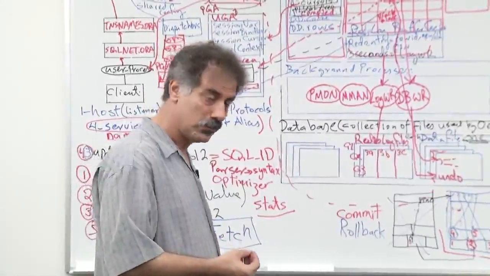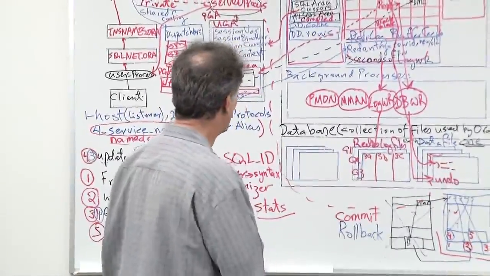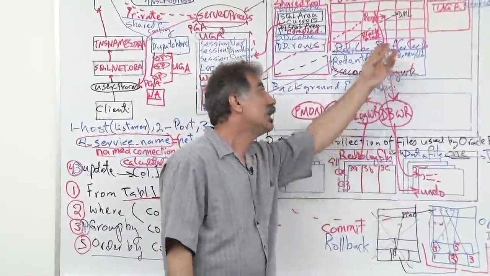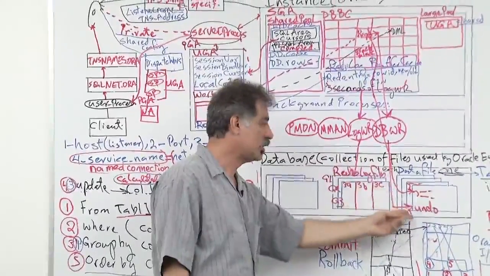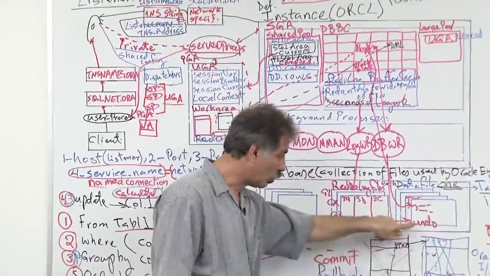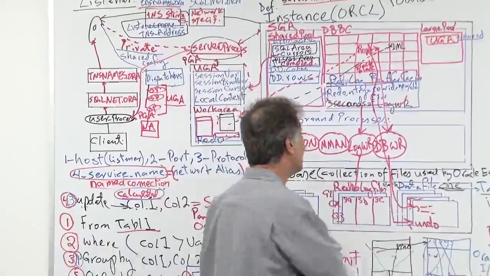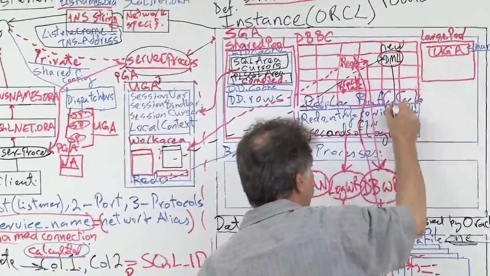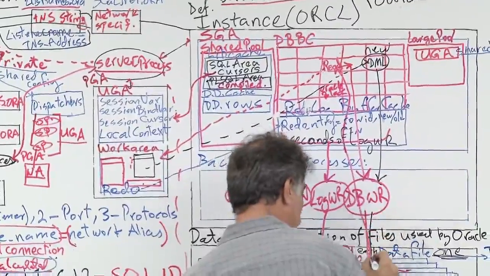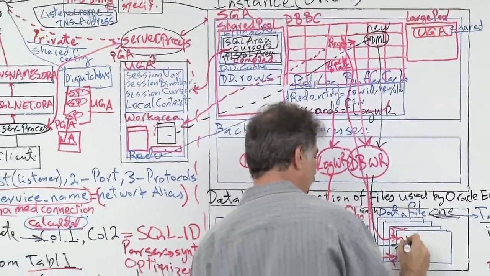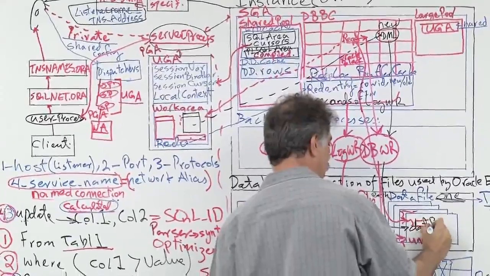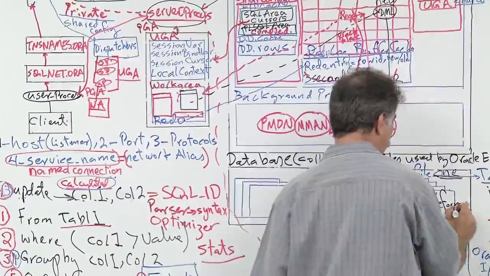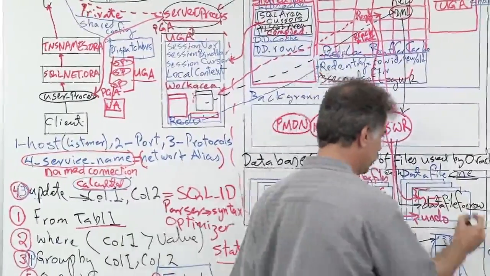Everybody follow? Very good. So now, the log writer has written the redo. The database writer has written the old value into undo. And then the new block will be written by the DB writer into the actual data file, where that block and the row existed.